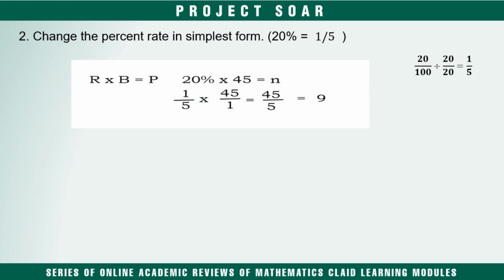Now, following our formula, rate times base equals percentage. Now, let us substitute the value of rate and base in our formula. 1/5 times 45 equals, okay, 45 over 5. Now, divide 45 by 5. The answer is 9.